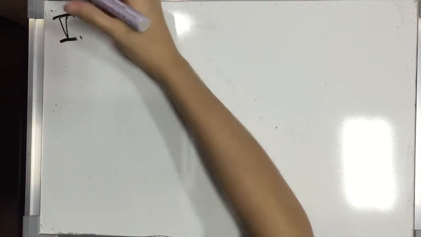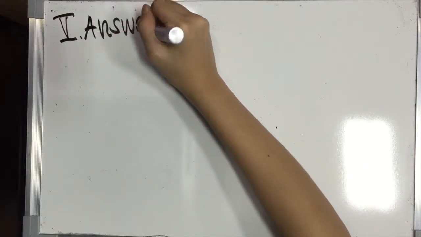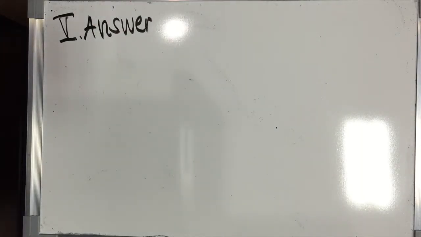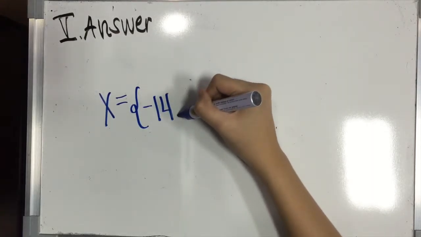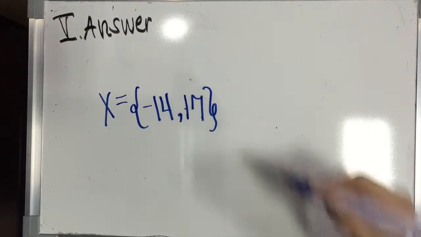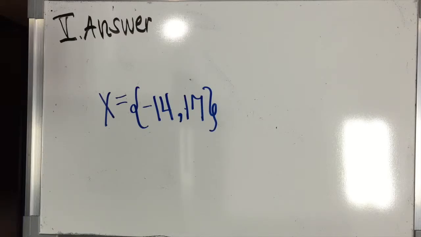In putting the final answer, make sure that you put the smaller number first before the larger one. So the final answer is x equal to open brace negative 14, comma, positive 17, close brace.